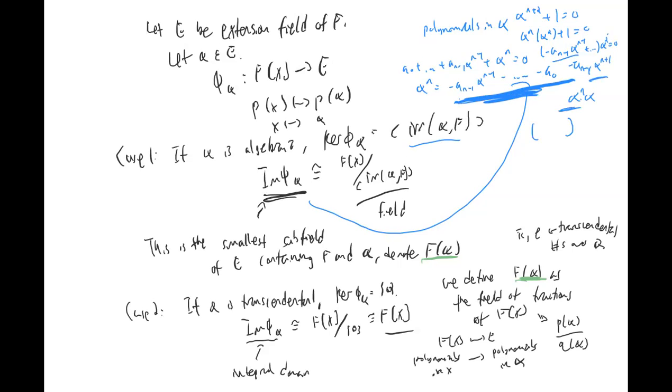It's kind of like I told you: if alpha squared plus 1 is 0, then alpha squared is minus 1. Then I could change alpha to the 4th as alpha squared times alpha squared, which is negative 1 times negative 1, which is 1. Same idea here, but in general. So does everyone see that I could reduce everything to lower than the degree of this thing?